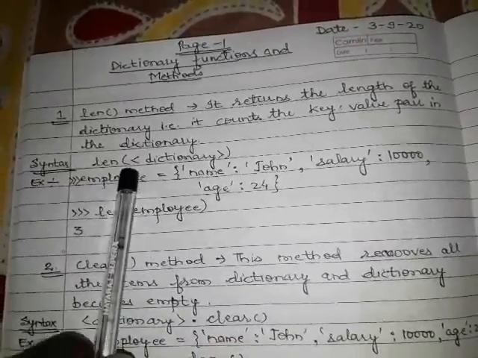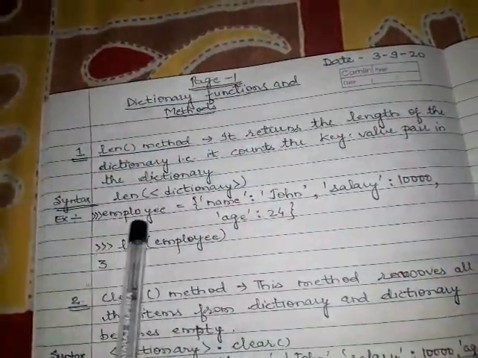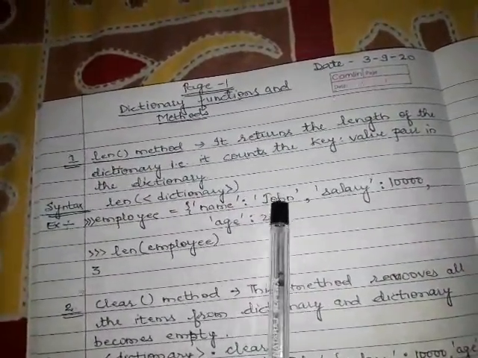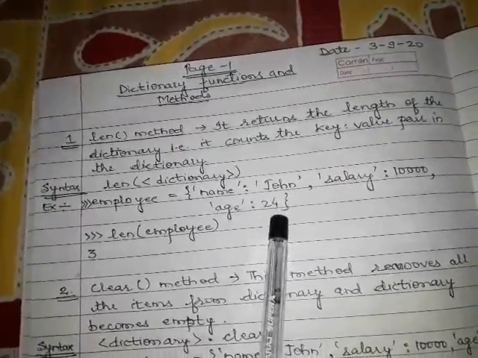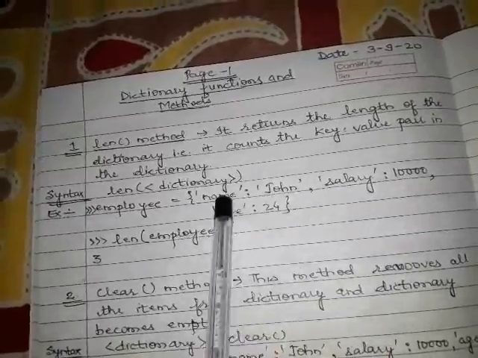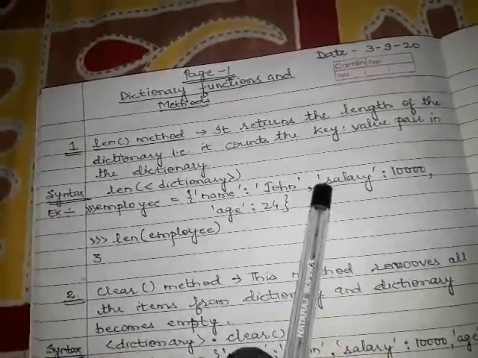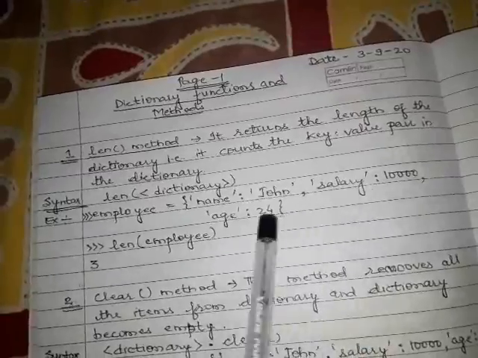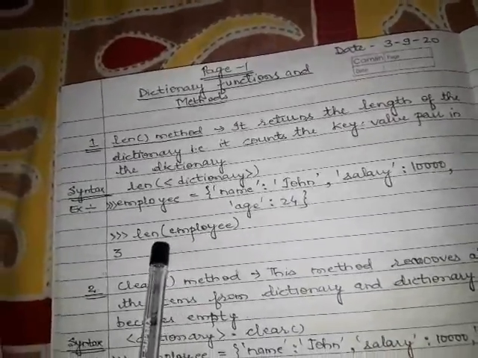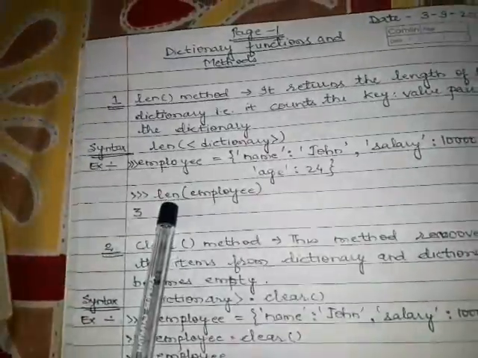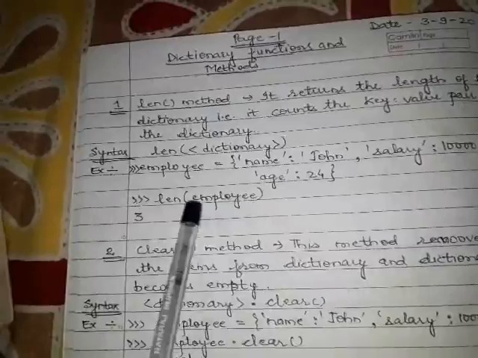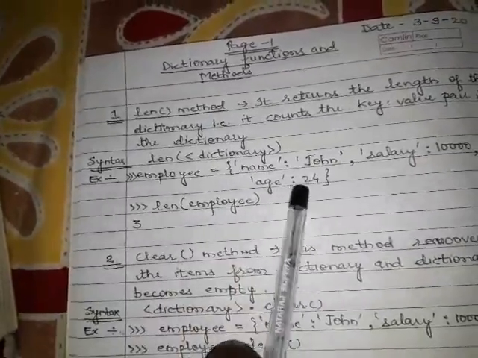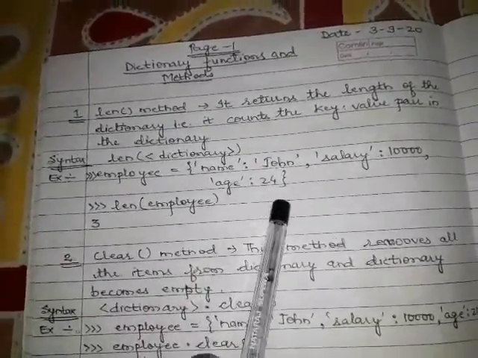For example, suppose employee is our dictionary. It has name John, salary 10,000, and age 24. Okay, when we have to find the length of this dictionary, it contains three key value pairs, 1, 2 and 3. So when we use the length method, in length method we have to pass the dictionary variable. It will give 3. So this length method will give the total count of the key value pair.